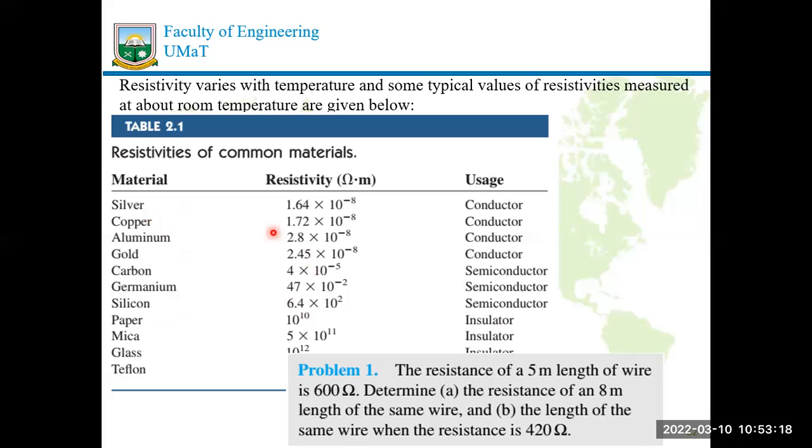All right, so there's a problem here that you can try out. It says that the resistance of a 5 m length of wire is 600 ohm. Determine the resistance of an 8 m length of the same wire, or in the other case, determine the length of the same wire when the resistance is 420 ohms.